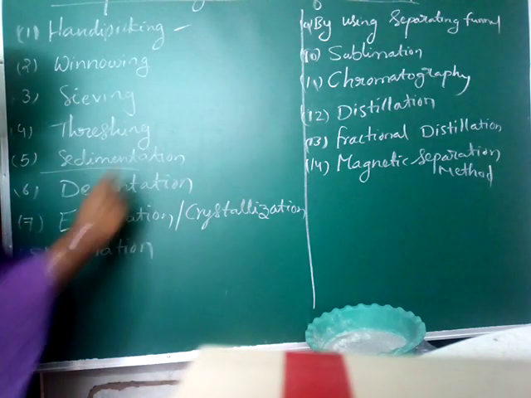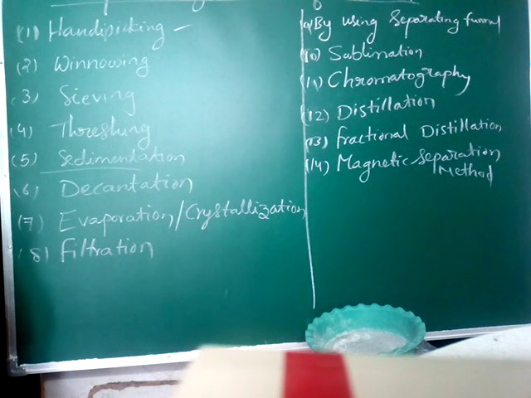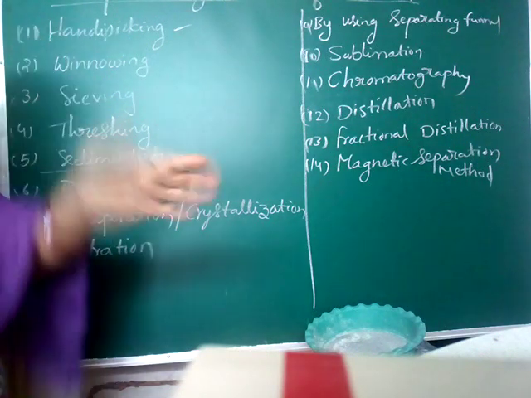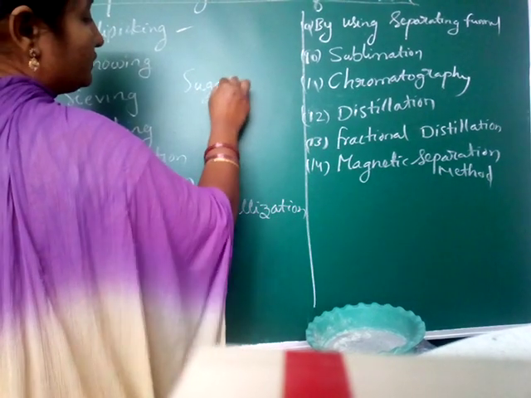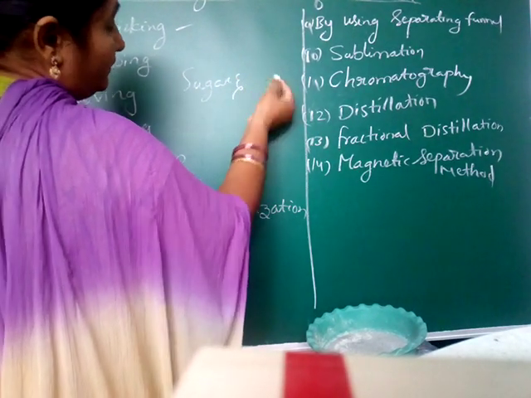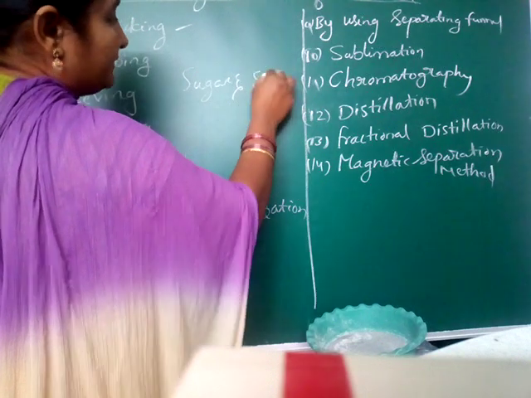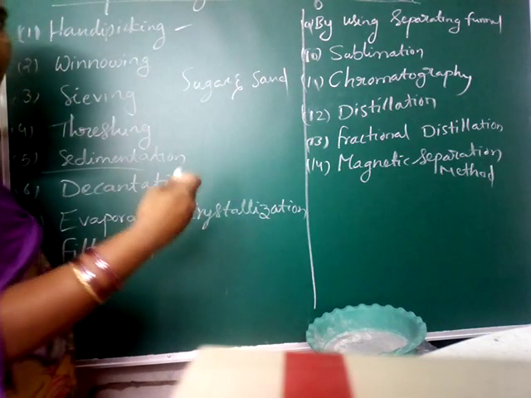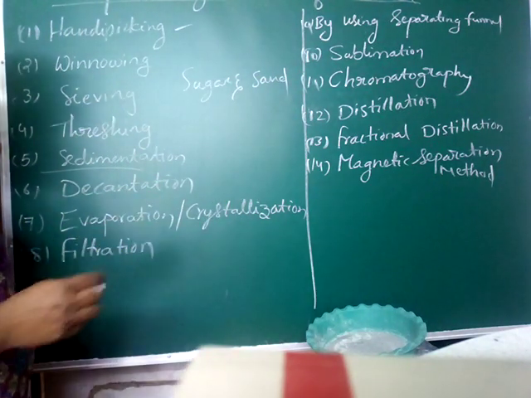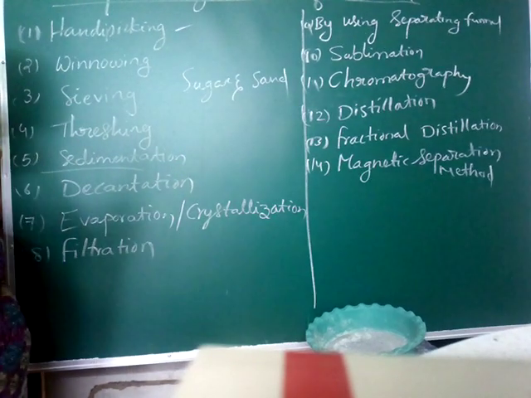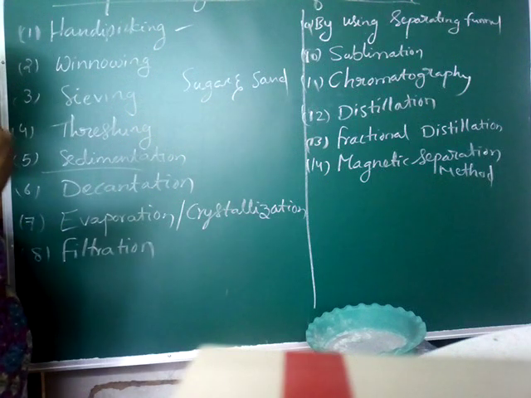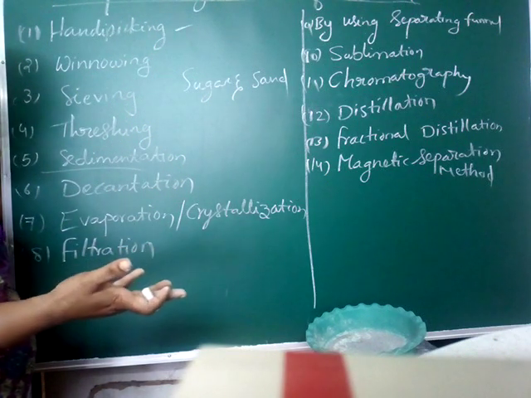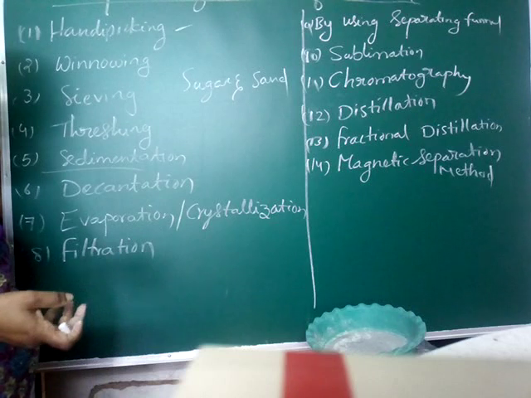And this one is sedimentation. Sedimentation means, suppose unfortunately sugar and sand are mixed in your home. That means not much sand, only a small amount of sand. Suppose you spill the sugar at your home, some small amount of sand will be added to that.